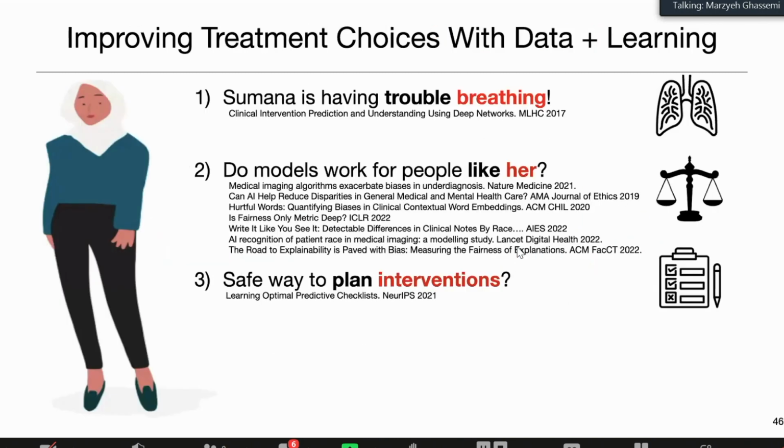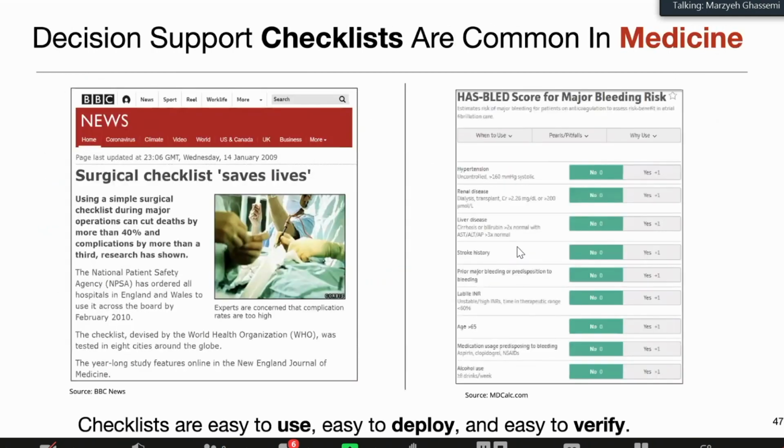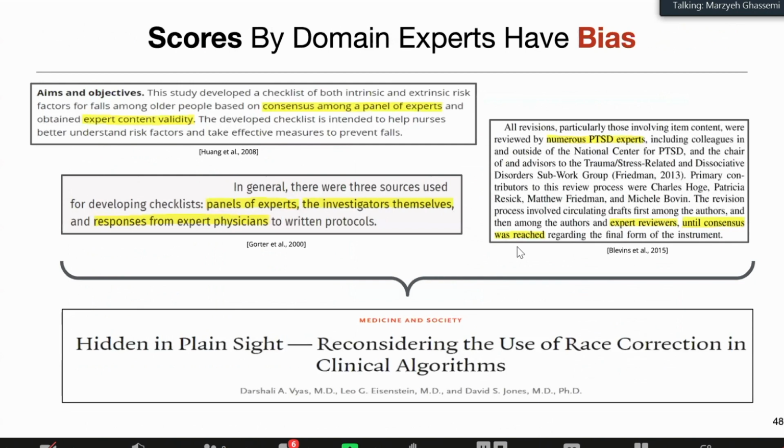So the last thing I want to talk about briefly is, what are we supposed to do with this? One safe way we could imagine planning interventions is by including constraints. And I'm going to use checklists as an example because they're easy to use and deploy and verify. And the problem with them is when you make a medical checklist, right now you get a bunch of experts together and they have to have a discussion. And then it takes a long time, and then in the end, you still have these checklists or risk scores that, in this great paper by Vyas et al., over or underestimate risk for African American patients when you include race as part of the checklist.